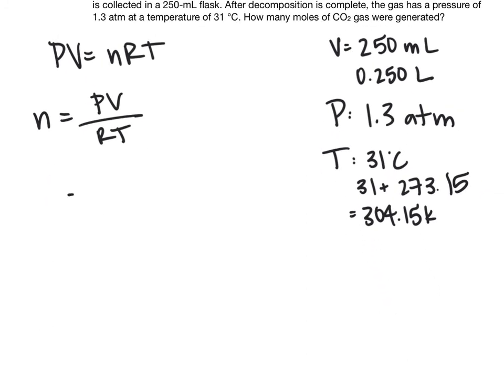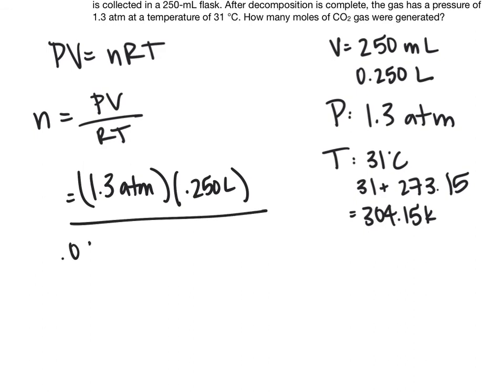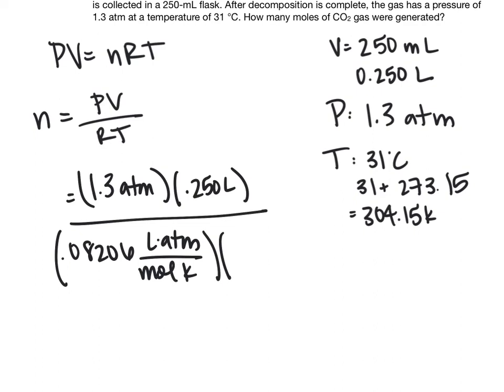So I'm going to say that the pressure is 1.3 atmospheres. The volume in this case is 0.250 liters divided by 0.08206 liters atmospheres per mole Kelvin. And then we're going to multiply that by the temperature, which is 304.15 Kelvin. Now you'll notice that I always write out my units. This helps me make sure that they all cancel out. So the liters and the atmospheres cancel, the Kelvins cancel. And so this will give us an answer in moles.